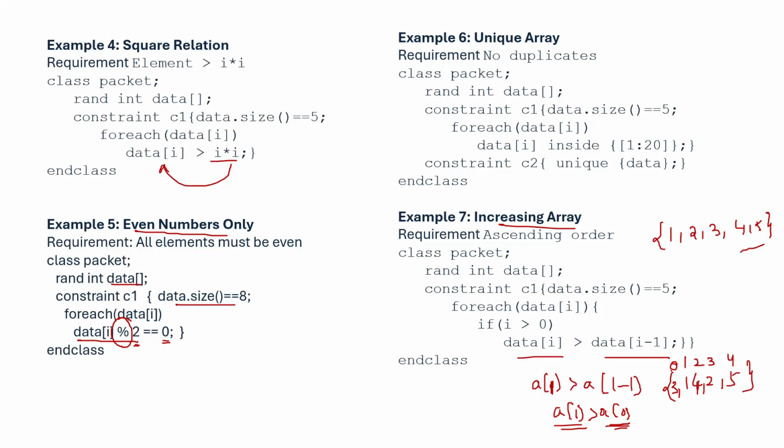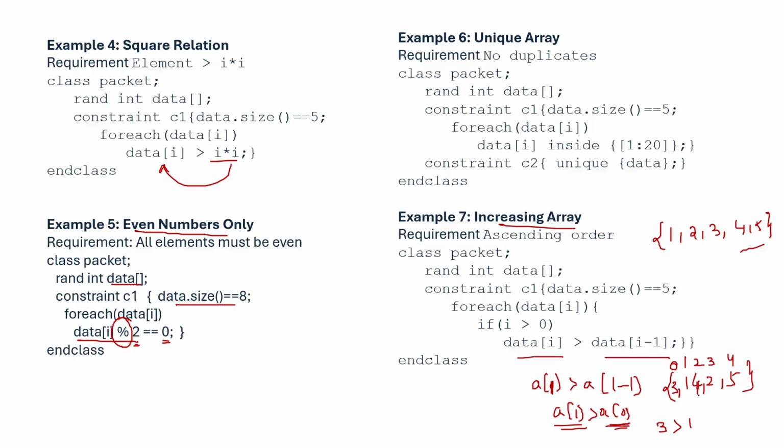Check that condition. So a of 0 is 3. 3 is greater than 1. Is the condition true or false? The condition is true. So 3 is a bigger value compared to 1, and it is keeping the same. Again, check the next condition. In this way, increasing order will be assigned.